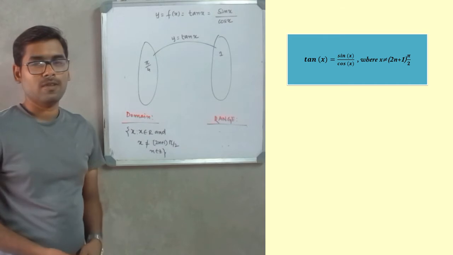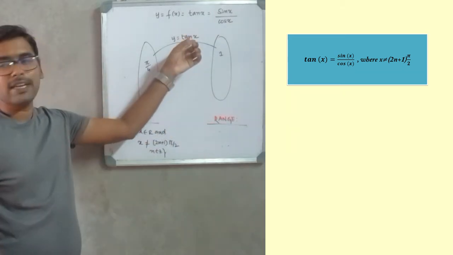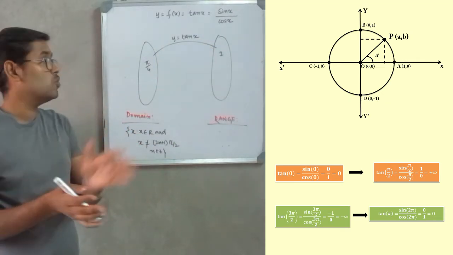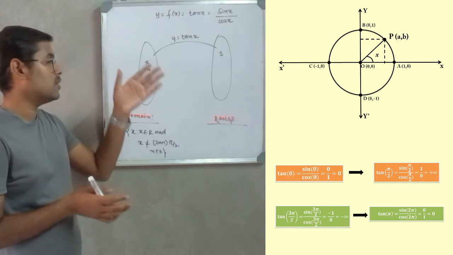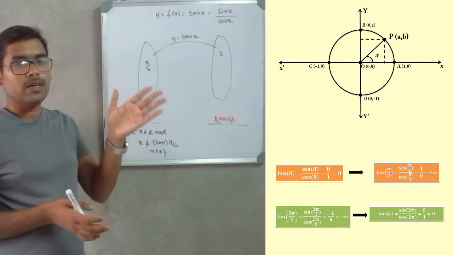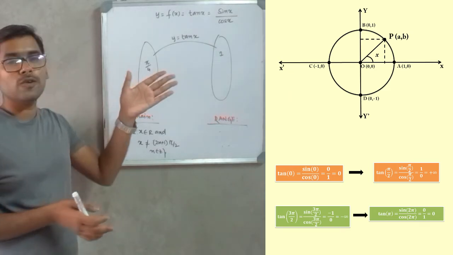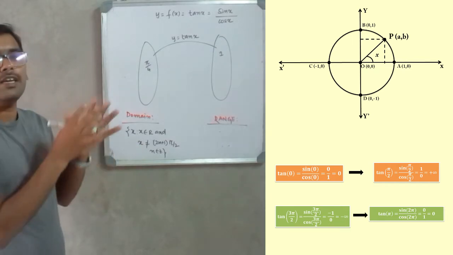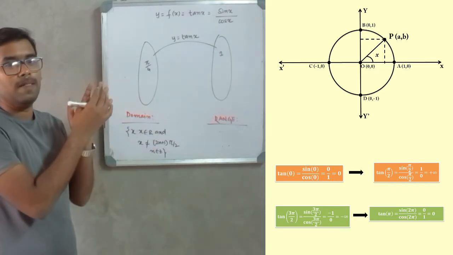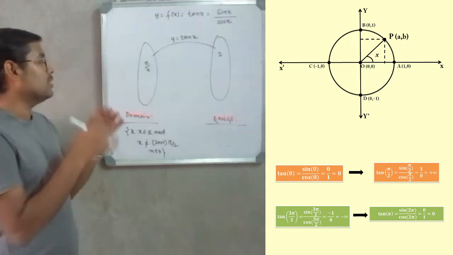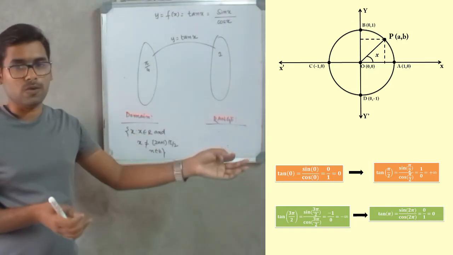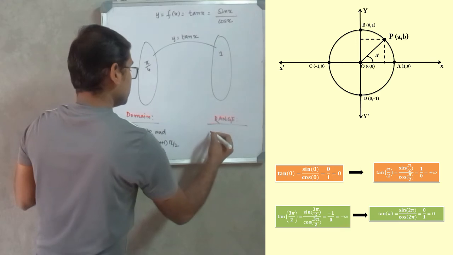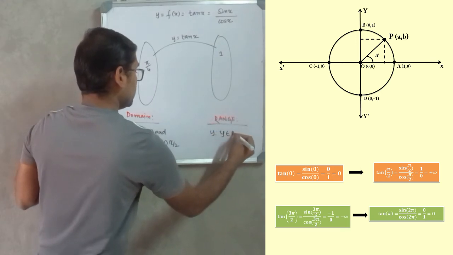What about the range? The range is the set of all the values that tan x takes. If you observe this diagram, the value of tan x varies from 0 to infinity in the first quadrant, because in the first quadrant sin 0 is 0 and cos 0 is 1. So tan 0 is 0, whereas tan pi by 2 is not defined, that is, infinite. So it varies from 0 to infinity. In the same way, in the fourth quadrant, tan x varies from minus infinity to 0. So it covers all the real values. So the range of tan x is the set of all the real numbers.